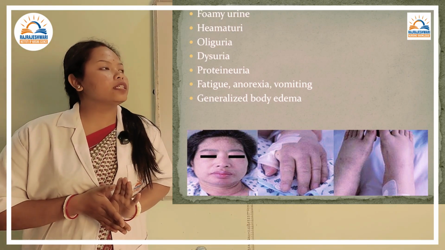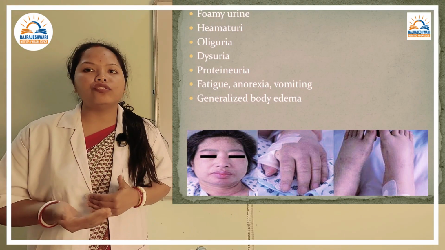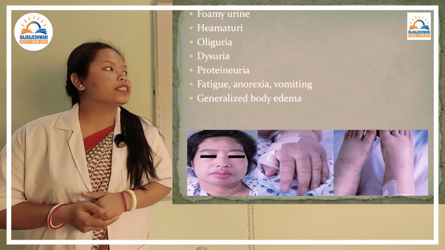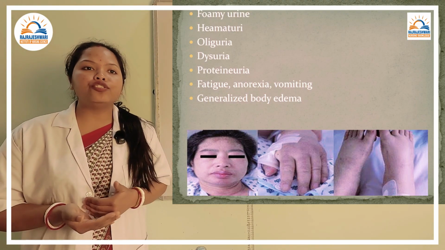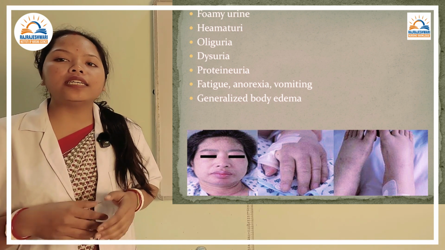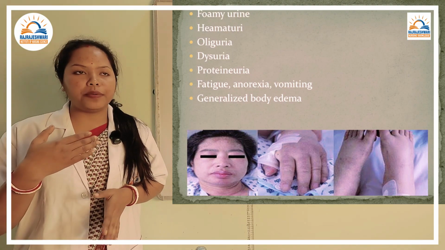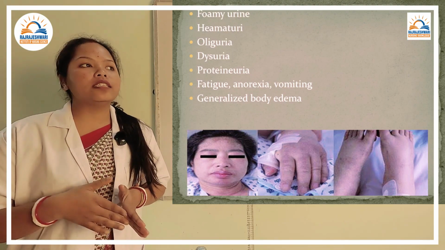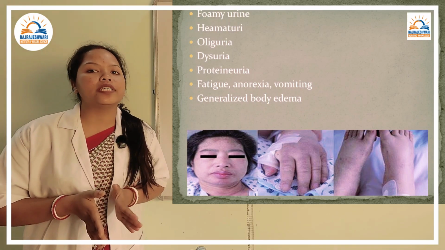Then third one is oliguria. Oliguria means small amount of urine. Then next is dysuria. Dysuria means painful or burning micturition. Then generalized body edema. Firstly, it is present in periorbital area, then it progresses to ascites and full body edema.